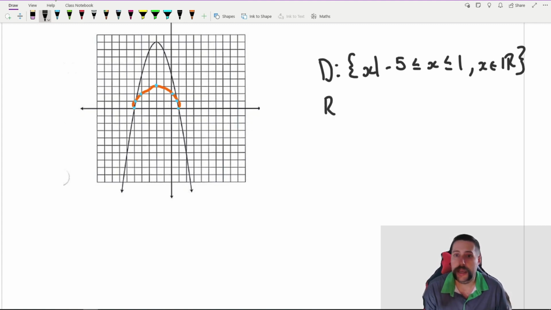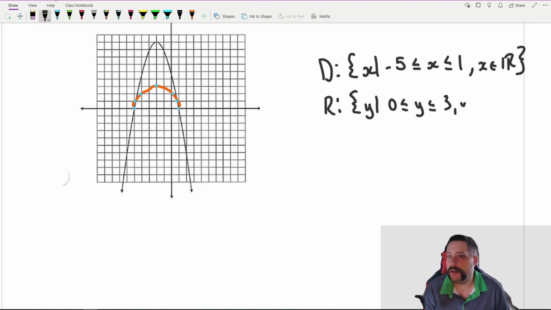And then the range. The range is going to be, looks like, from 0 to 3. So it's going to be the same thing. Y such that 0 is less than or equal to y, which is less than or equal to 3, provided that y is all real numbers. Okay, so that's how you would graph this example.